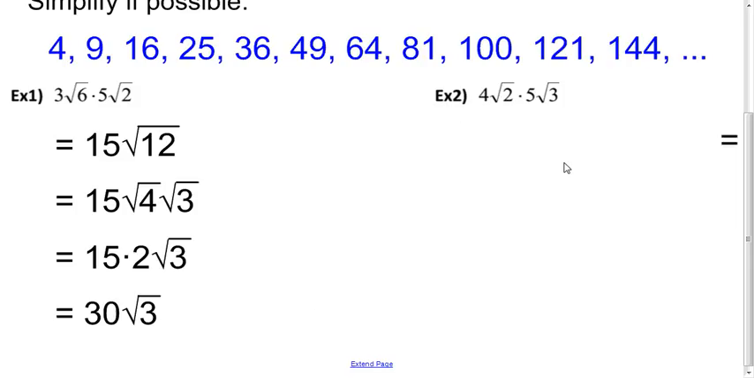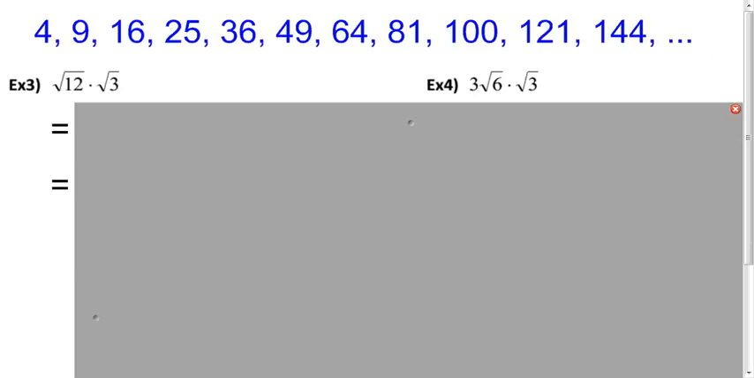Example 2, same idea. 4 times 5 is 20. And 2 times 3 is 6. And 6 we can't simplify anymore. So it's just 20 radical 6. So why don't you try examples 3 and 4 on your own, and then I'll show you my solutions.